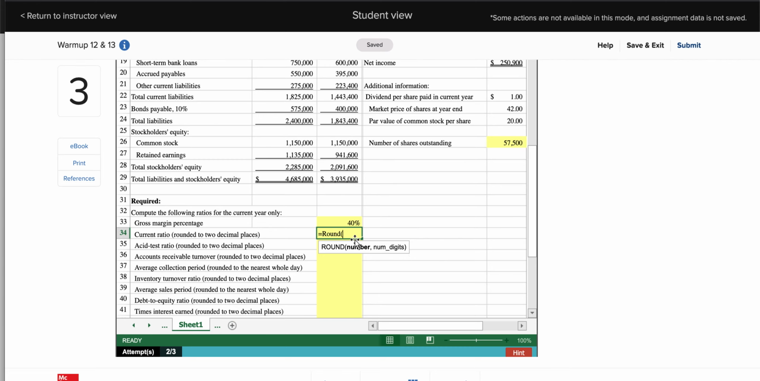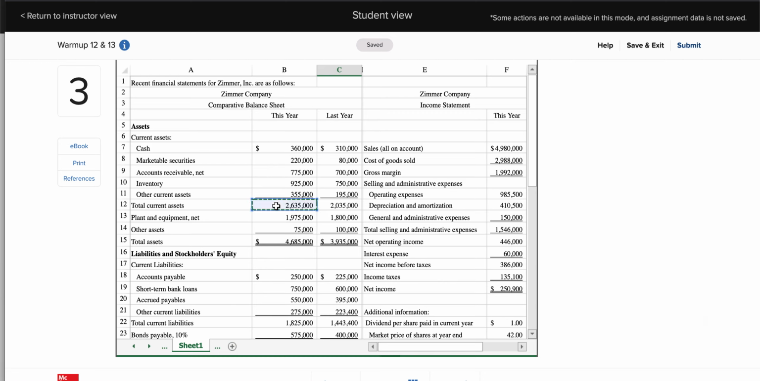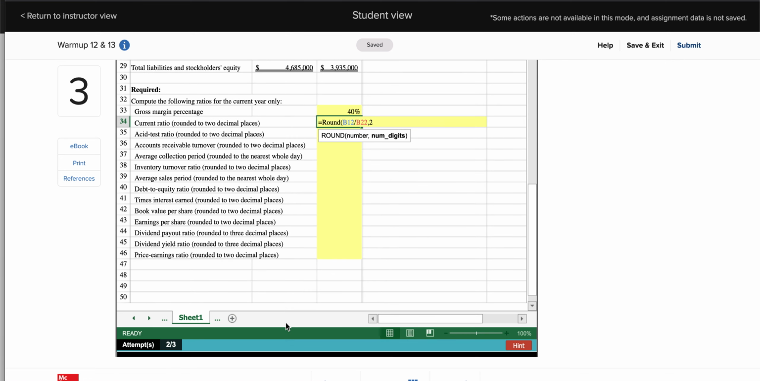So what do we want to round? We want to go up and get the formula first. I want to round the current assets divided by the total current liabilities, comma, and then I want that to be 2, round it to 2 decimal places.